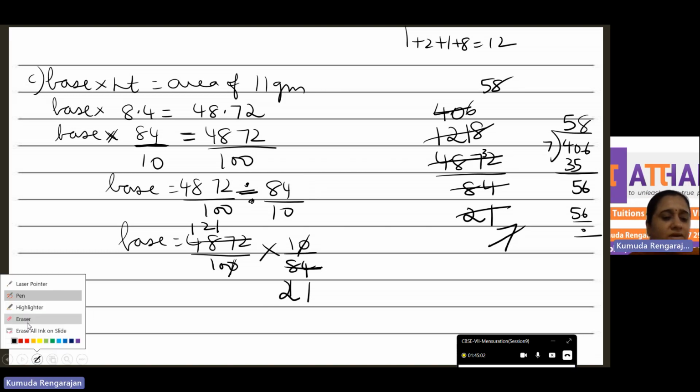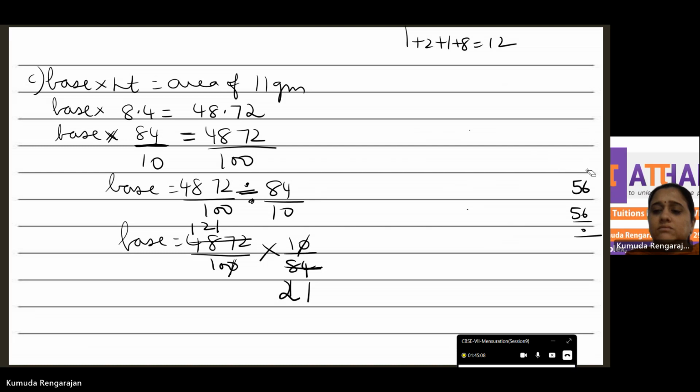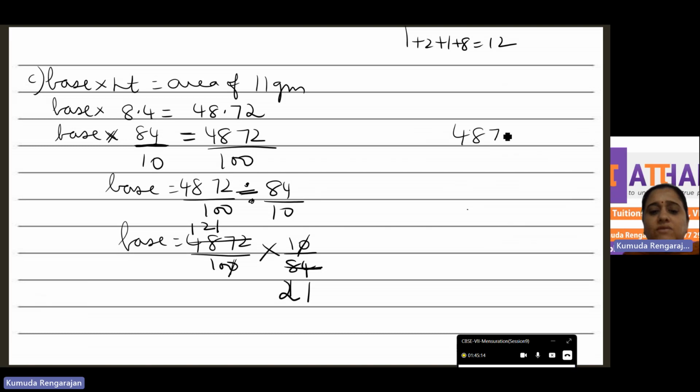Okay, let's do the simplifying again. Look at the board, all of you. Okay, so 4872 divided by 84. So we tried with 4 first. 4 2s are 8. 4 1s are 4. 3 is the remainder. 4 8s are 32.